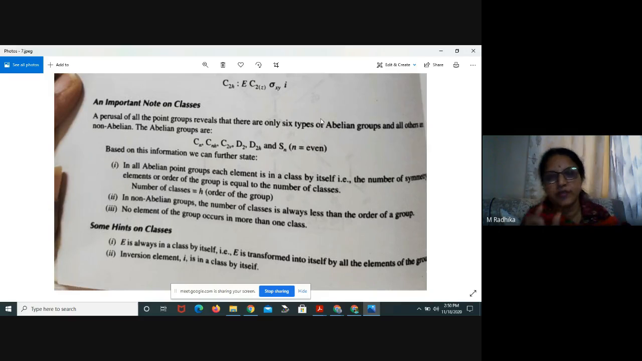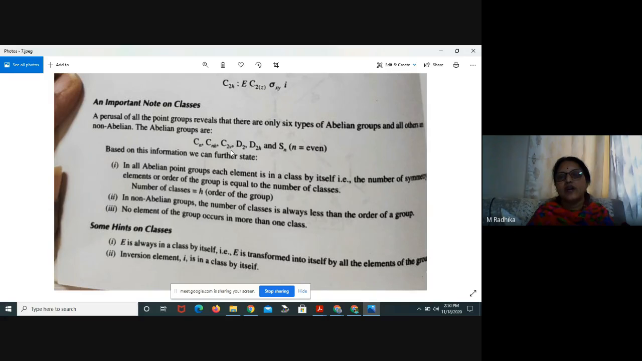Okay, so this whole chapter was on groups, subgroups, and then classes. What you have to remember is, when you see these point groups, there are only 6 point groups which are abelian groups. Abelian, I said, is whenever it is commutative. You call these the abelian groups, and all other groups will be non-abelian. So these are Cn, Cnh, C2v, D2, D2h, and Sn, where n is even. All these will be abelian point groups.